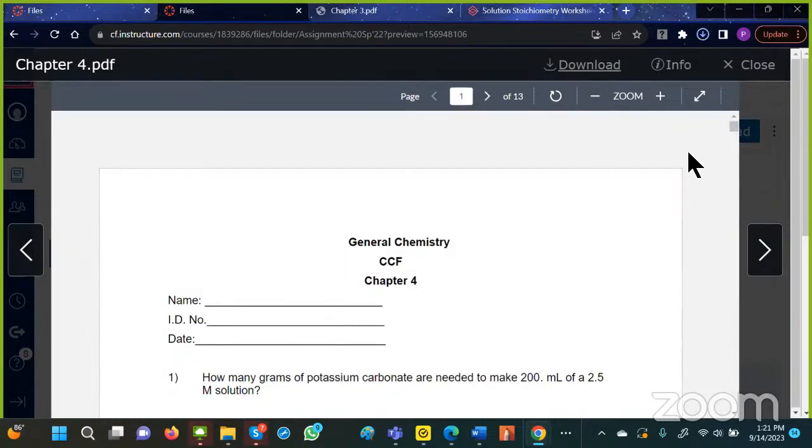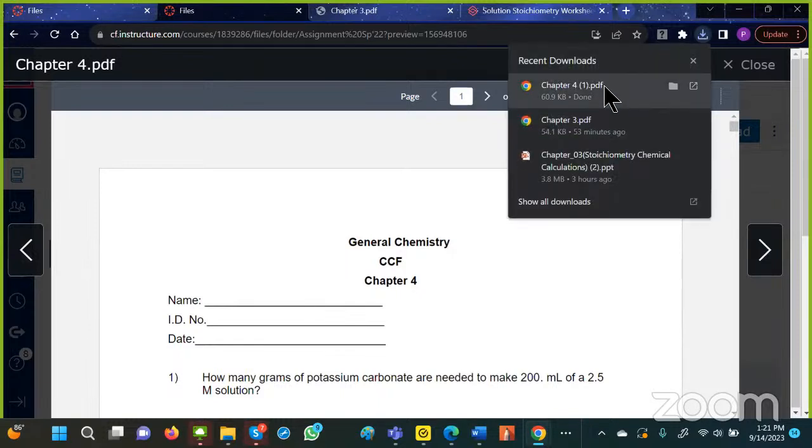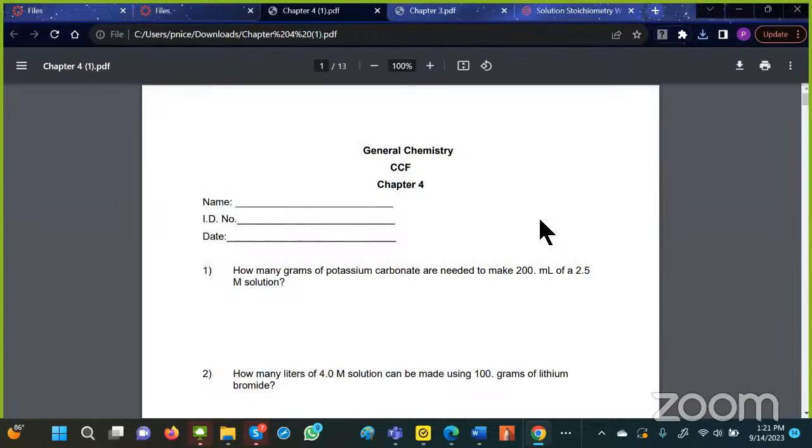And in chapter 4, the focus would be on reactions in aqueous solutions.